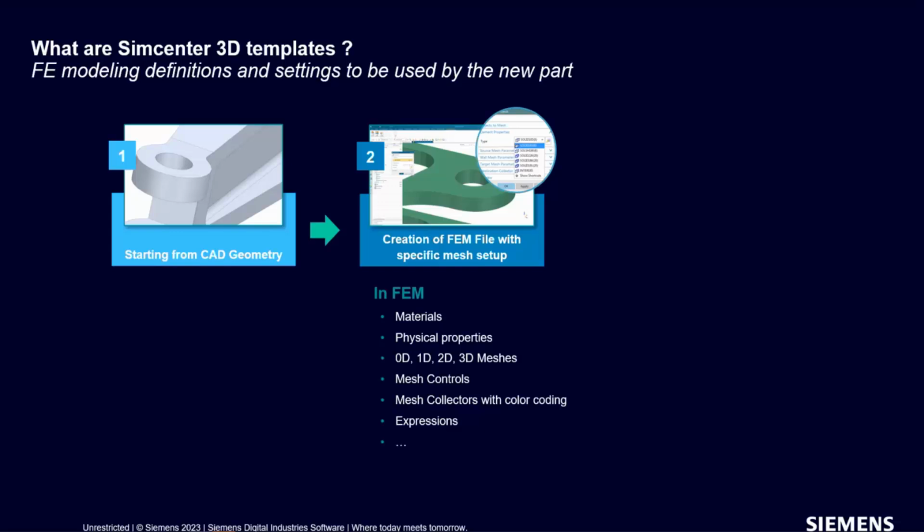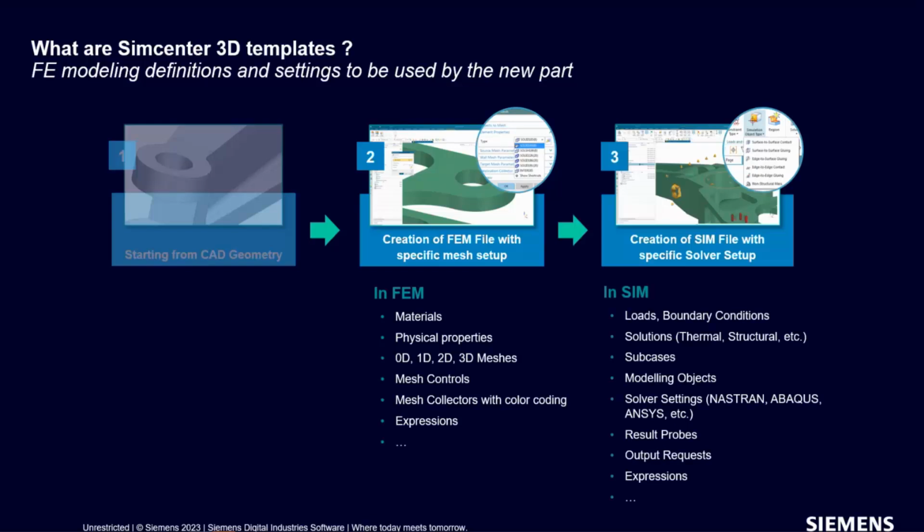And a CAE template is used when you create a new FEM, and those templates can contain things like materials, physical properties, different types of meshes from 0D to 3D, mesh controls, and so on. So think of these as overhead items that a user is going to have to apply anyway. And if you can jumpstart the process of building a model with content already in it, the process will be much faster.